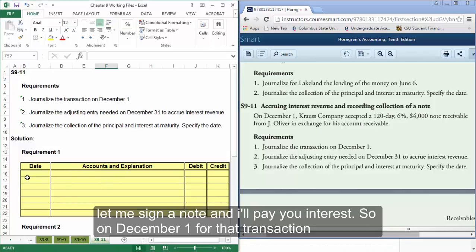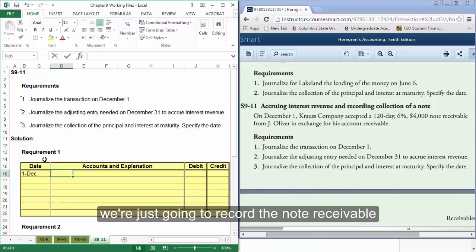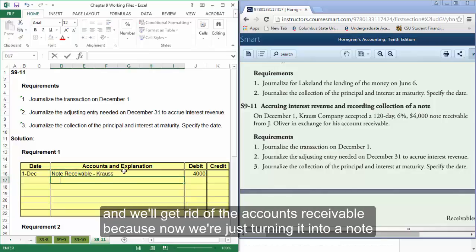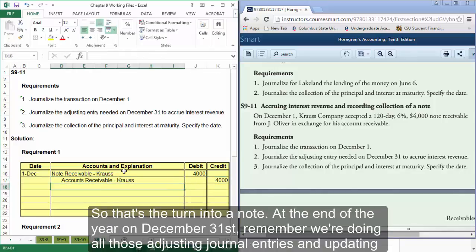All right. So on December 1 for that transaction, we're just going to record the note receivable, and we would identify that this is for Mr. Cross. And we'll get rid of the accounts receivable because now we're just turning it into a note. Okay, so that's the turn it into a note.